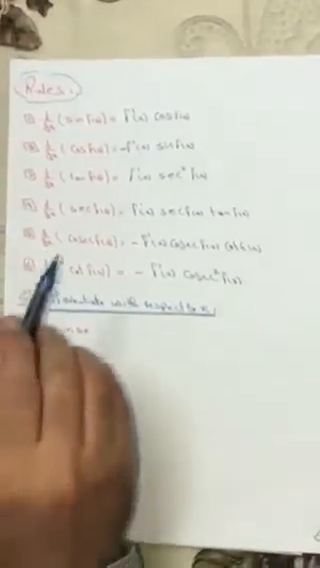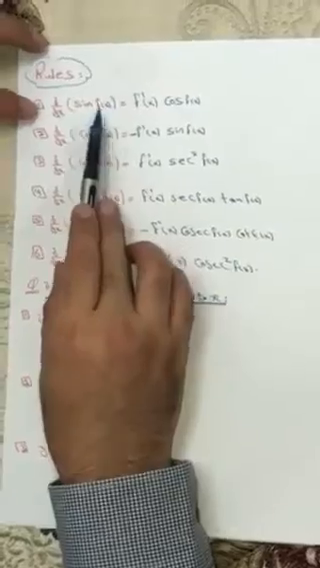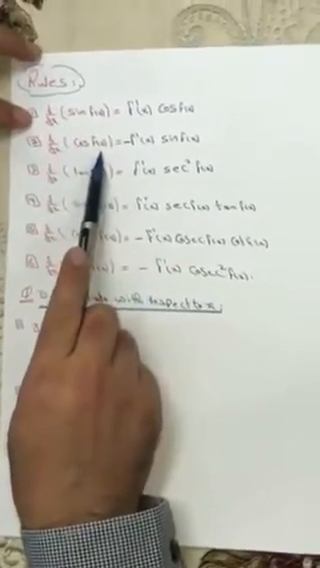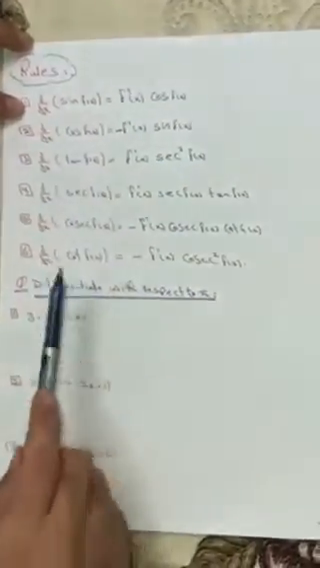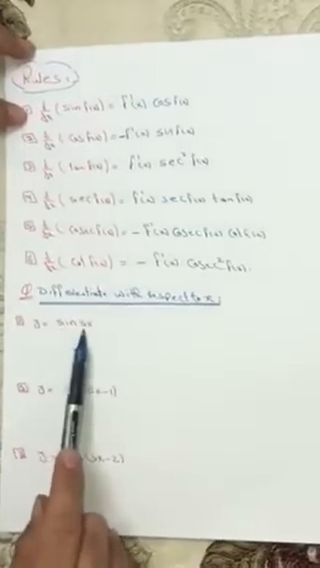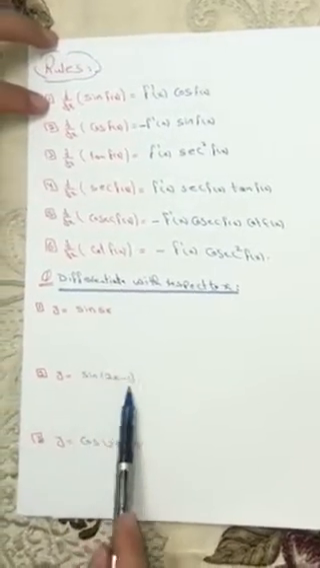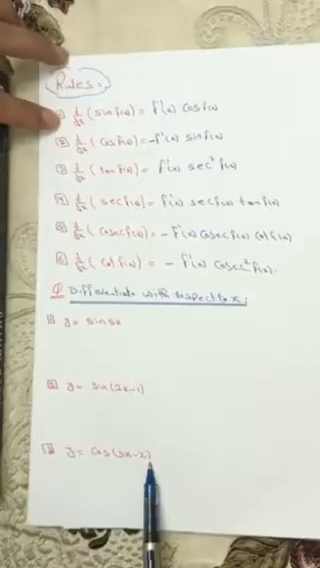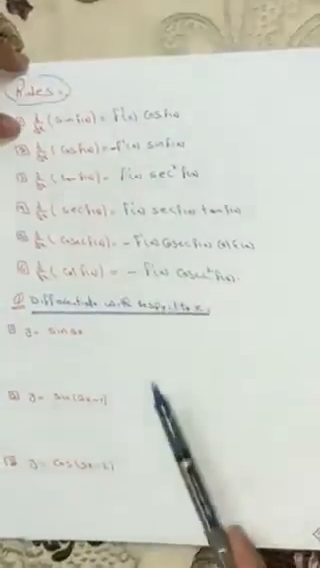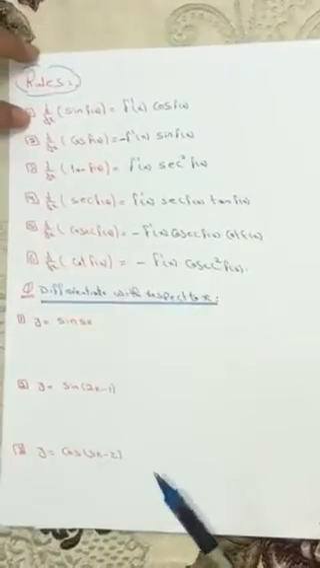Then we have another rules. If your angle is a function like sine f of x and the derivative of cos f of x. So this exercise comes in this form like sine 5x, like sine 2x minus 1 or cos 3x minus 2. So let's take these rules. After that we can start to find the differentiation of these exercise.